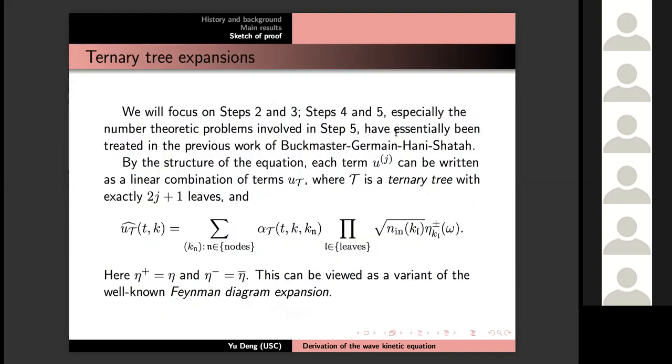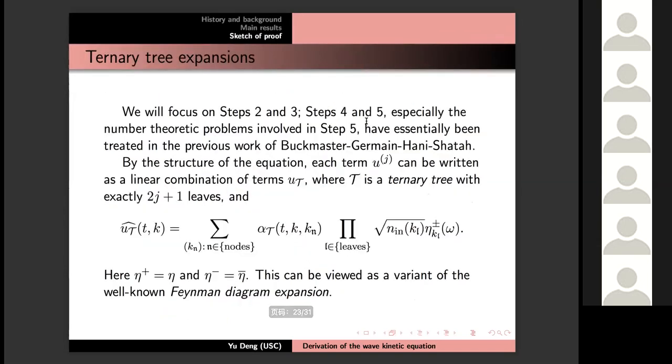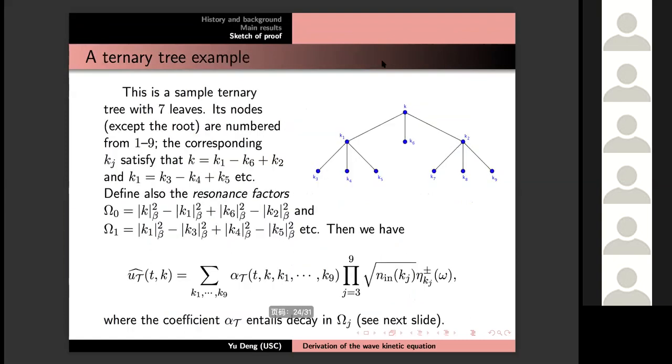Okay, so we'll focus on steps 2 and 3, where essentially I'll just mention one thing: the combinatorics involved in these u_j are essentially the combinatorics associated with so-called ternary trees, which you can view as a version of the Feynman diagrams that Charles mentioned last time. Okay, so then you see this T is like ternary trees, and then you look at this.